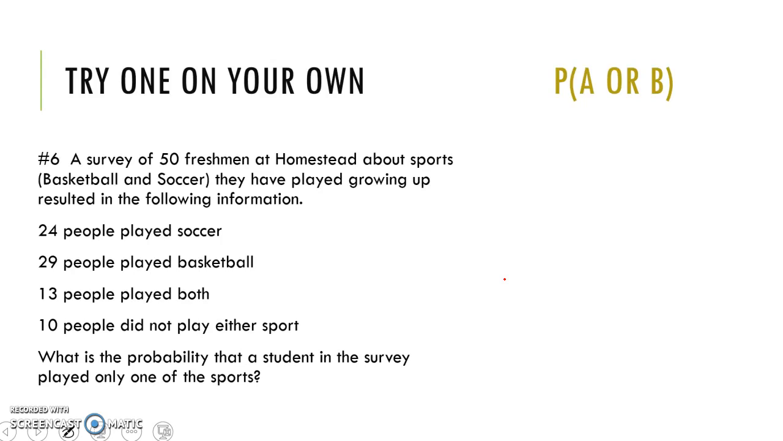It says a survey of freshmen at Homestead about sports, specifically basketball and soccer, they have played growing up resulted in the following information. 24 played soccer and 29 played basketball. 13 played both and 10 people didn't play either of those sports. So we're supposed to figure out what is the probability that a student in the survey played only one of those two sports. Okay, so that would be the probability that someone either played basketball or they played soccer. That's what I'm going to try to figure out.